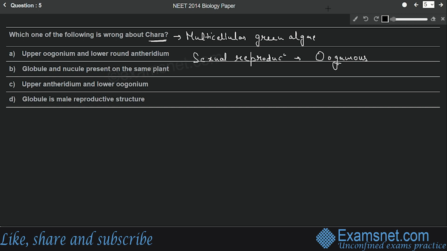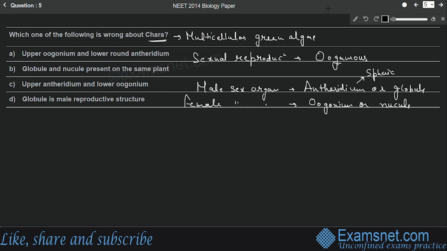Now, in case of Chara, the male sex organ is known as antheridium or globule, whereas the female sex organ is known as oogonium or nucule. Now this antheridium or the male sex organ is spherical in shape and yellow in color. And the oogonium is oval shaped and green in color.